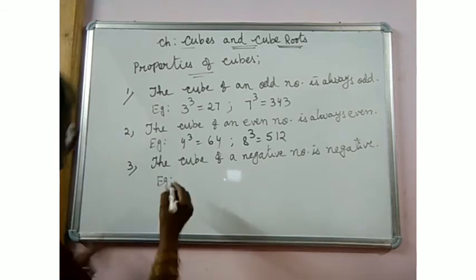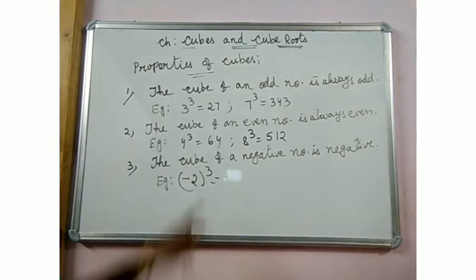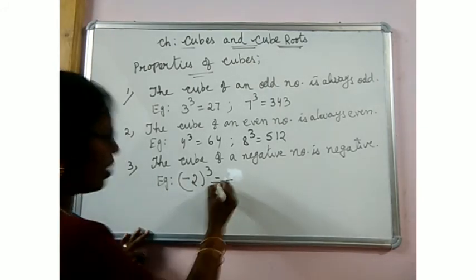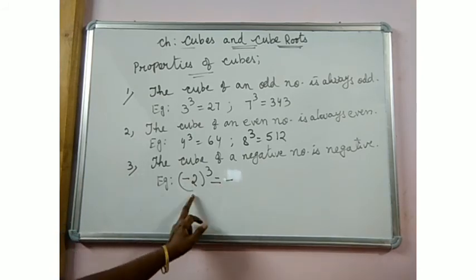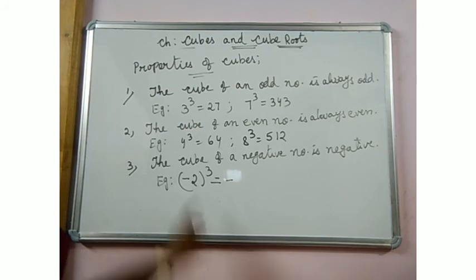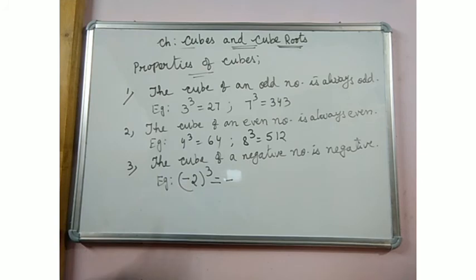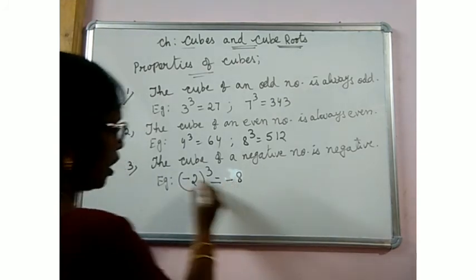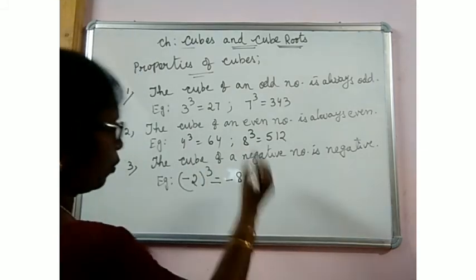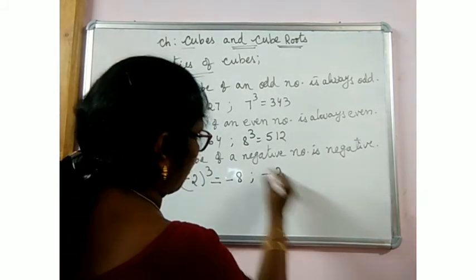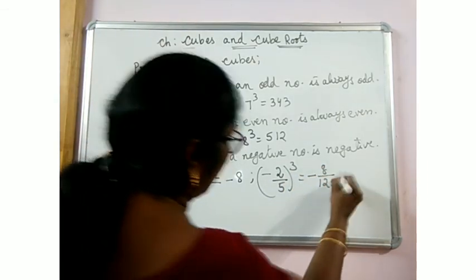Let me give you one example. Minus 2 whole cube means minus to the power 3. You will get minus. You have learned that minus to the power odd number is always minus, and minus to the power even number is plus. But for the cube, 3 is an odd number, so minus to the power 3 is minus. And the cube is 8. So the cube of a negative integer is always negative, whatever it may be. Minus 2 by 5 whole cube is minus 8 by 125.